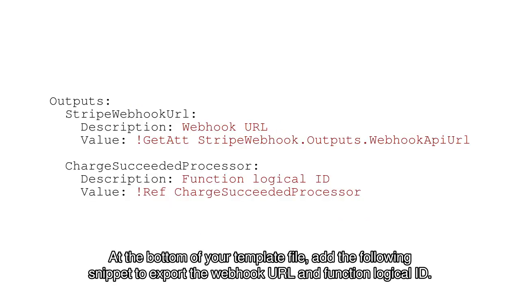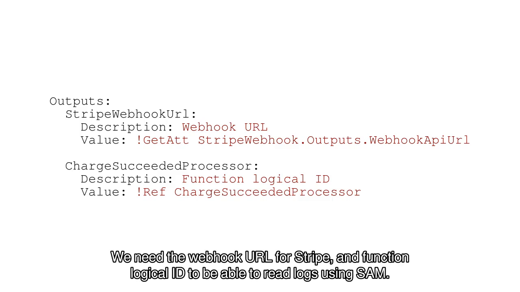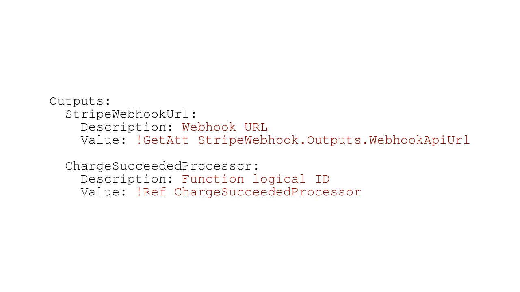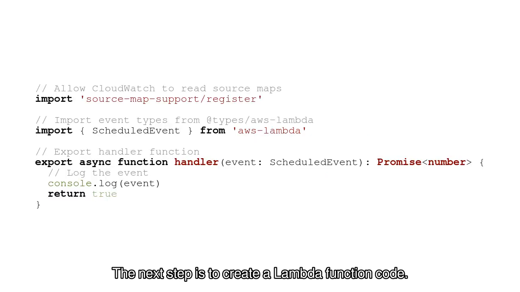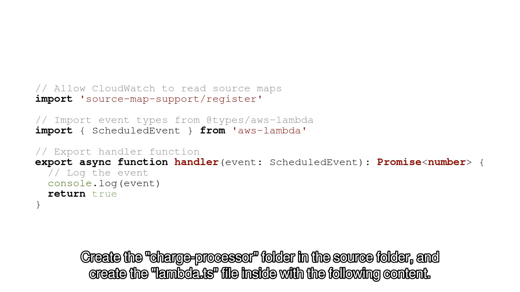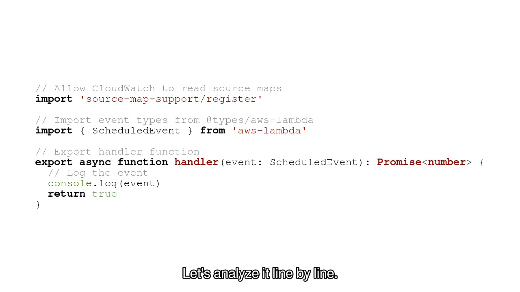At the bottom of your template file, add the following snippet to export the webhook URL and function logical ID. We need the webhook URL for Stripe, and function logical ID to be able to read logs using SAM. The next step is to create a Lambda function code. Create the charge-processor folder in the source folder, and create the Lambda TS file inside with the following content.